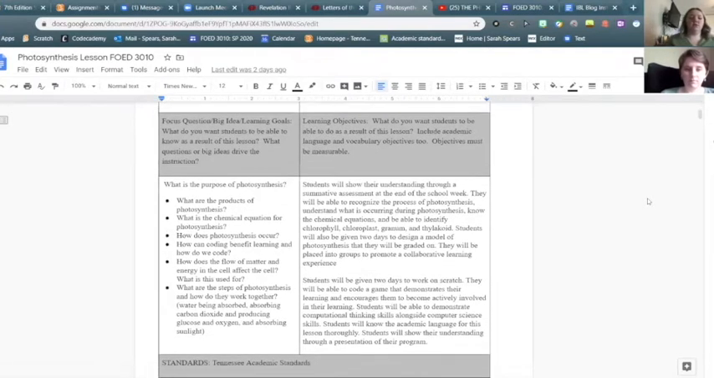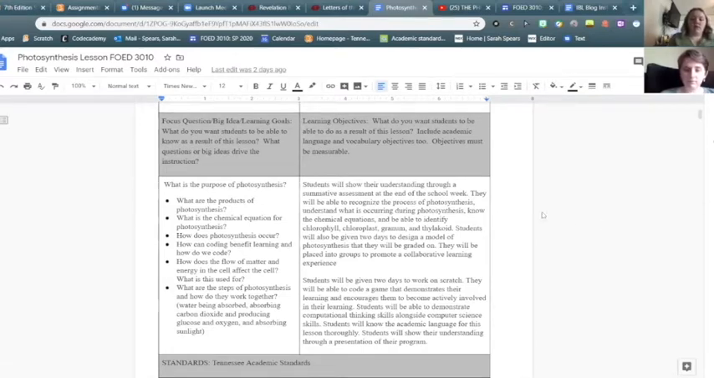Some of the focus questions and big ideas that we're going to hit, and that the students will be able to address, are: What are the products of photosynthesis? What is the chemical equation for photosynthesis? How does it occur? How can coding benefit learning? How do we code? How does energy flow and matter in the cell affect the cell, and what's it used for? What are the steps of photosynthesis and how do they work together?